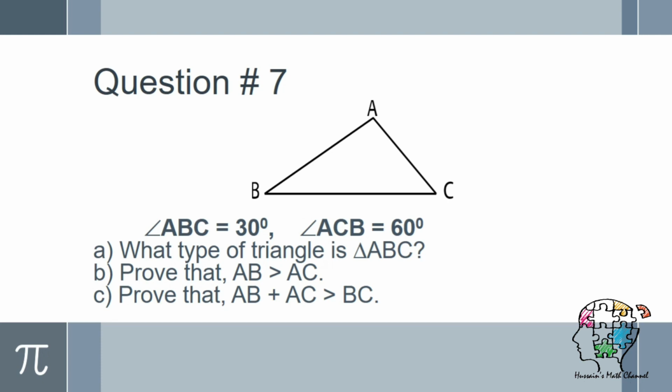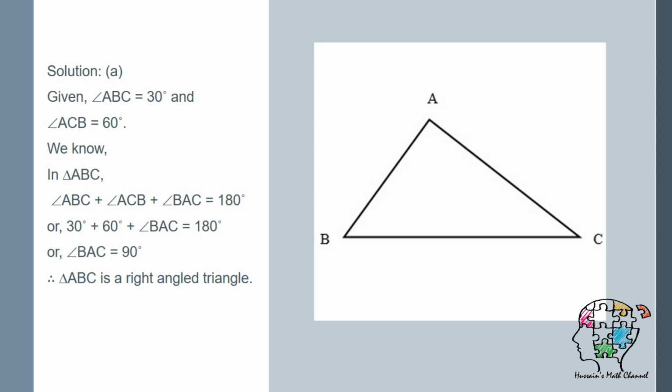Now we move on to our first question, question A. From the figure, angle ABC is equal to 30 degrees and angle ACB is equal to 60 degrees. We know that in any triangle, the sum of all angles is equal to 180 degrees. So angle ABC plus angle ACB plus angle BAC is equal to 180 degrees. Putting in the given values, we get angle BAC is equal to 90 degrees. Therefore, triangle ABC has a 90 degree angle, so it is a right angled triangle. I hope you understand. Now we move on to question B.